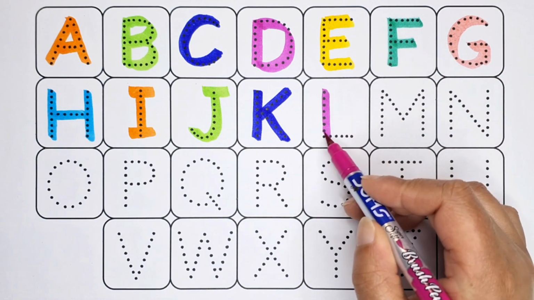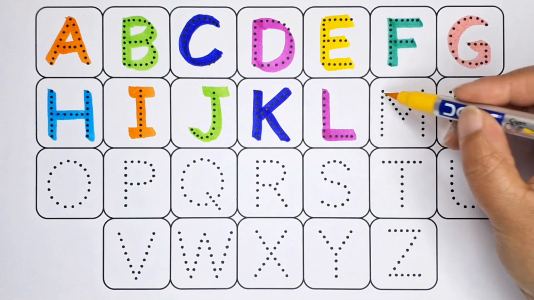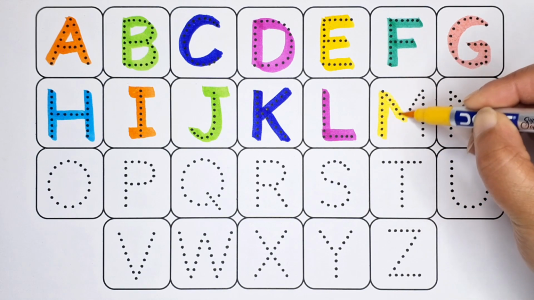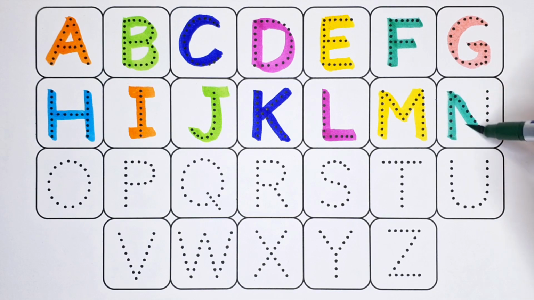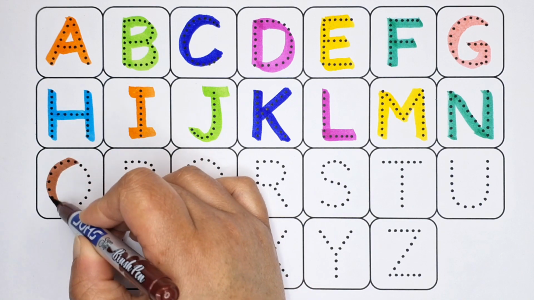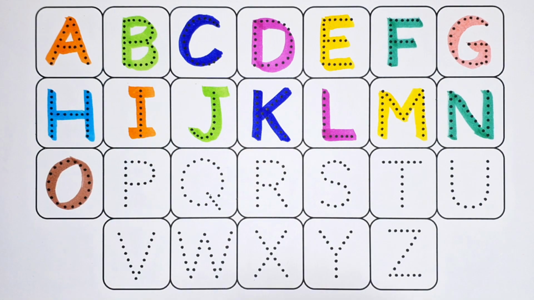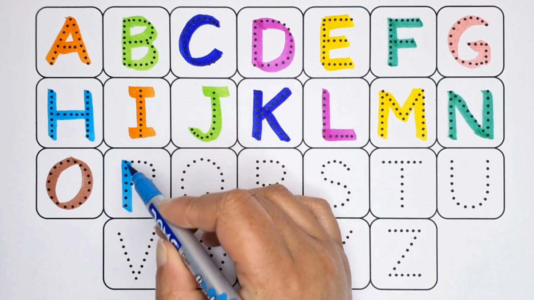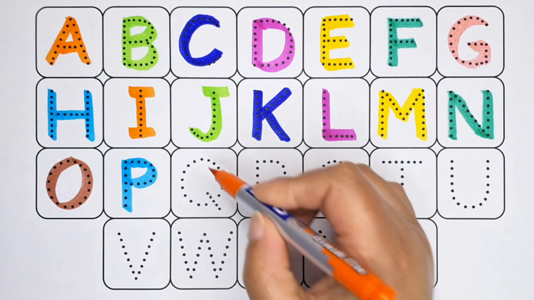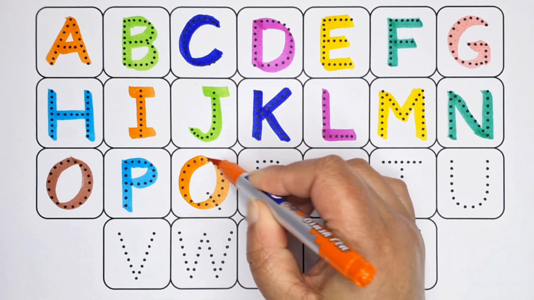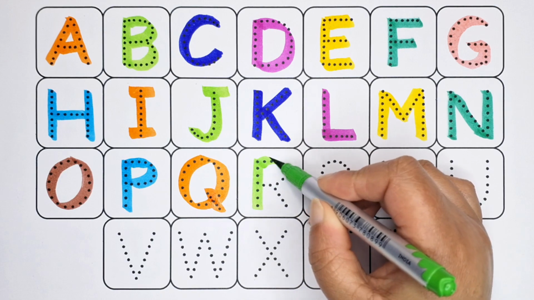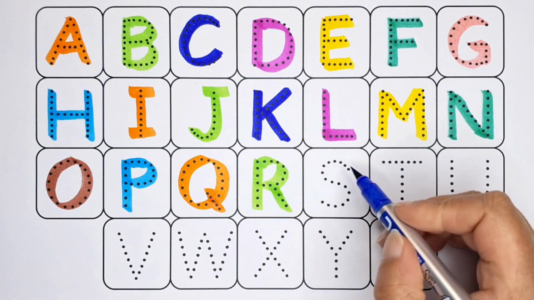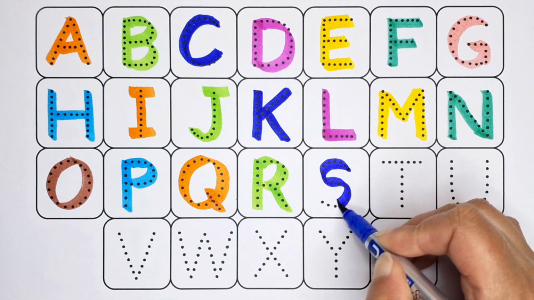L for lion. M for milk. N for nuts. O for octopus. P for parrot. Q for quail. R for rainbow. S for star.